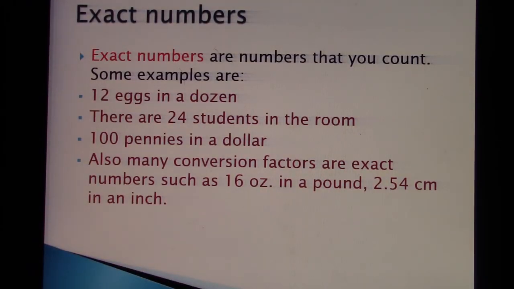Alright, what are exact numbers? Exact numbers are numbers that you can count. For example, there's 12 eggs in a dozen, 24 students in the room, 100 pennies in a dollar, and probably most importantly for future calculations, many conversion factors are exact numbers. For example, there's 16 ounces in a pound and 2.54 centimeters in an inch. So keep that in mind later on in the next video when we do conversion problems. So anything you can physically count is an exact number.